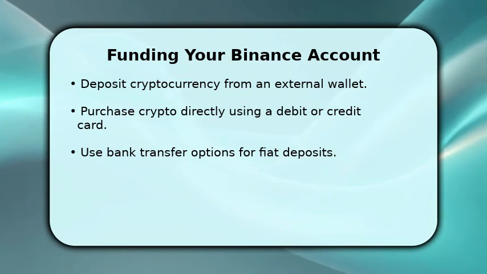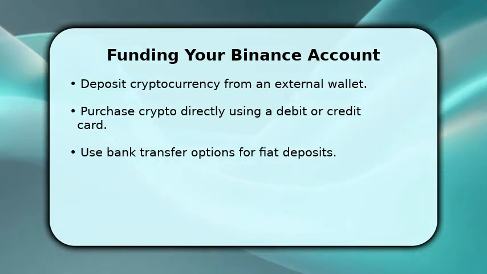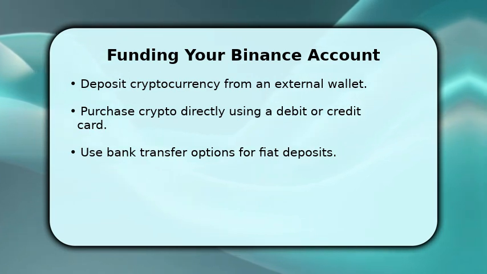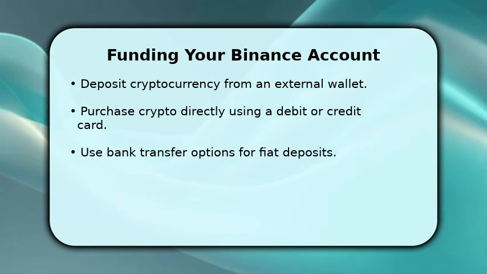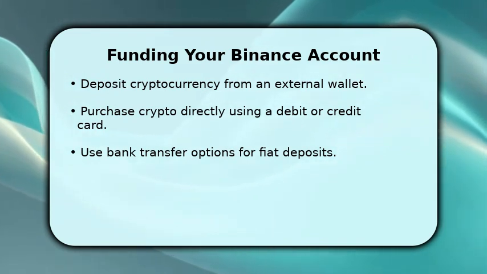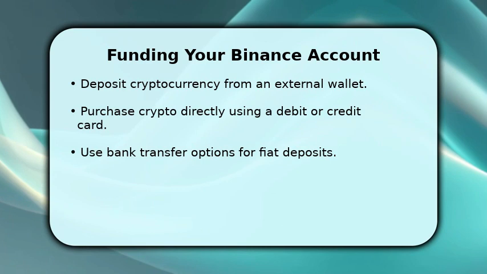Once your account is set up, you'll want to fund it. You can deposit existing cryptocurrency from another wallet by selecting the desired coin and generating a deposit address. Alternatively, purchase crypto directly using a debit or credit card, often with a minimum of $15.